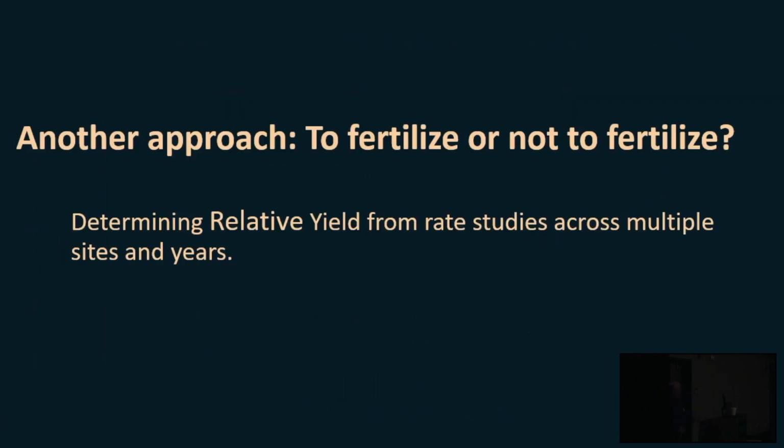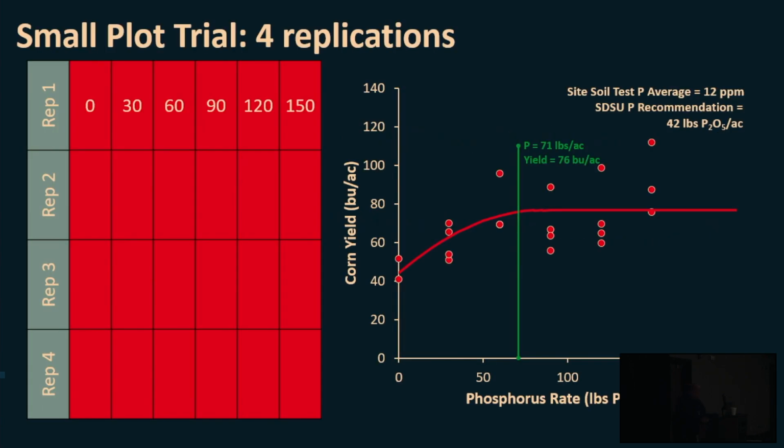So another approach is to use what we call the relative yield approach, where we put out a rate study as shown in this slide. Along the left-hand side, you see 4 replicates in blue there, right?